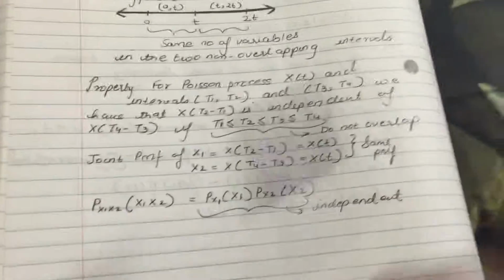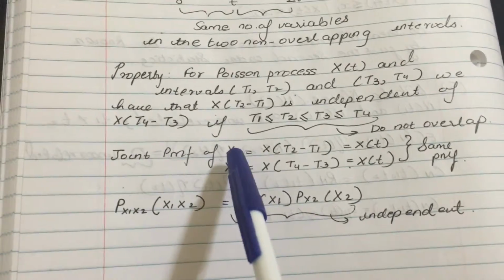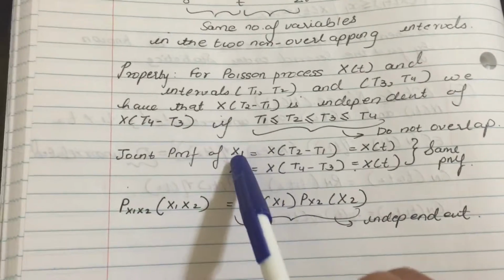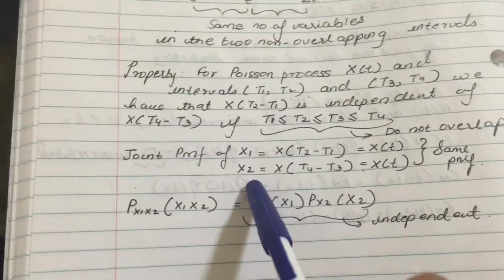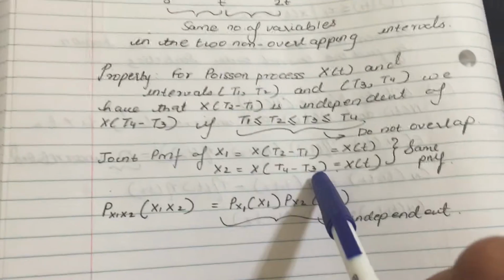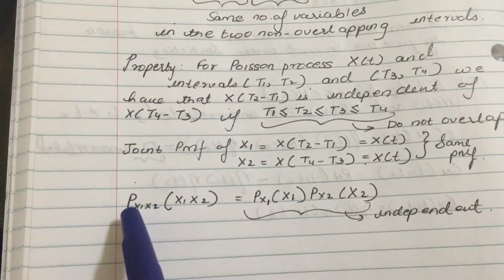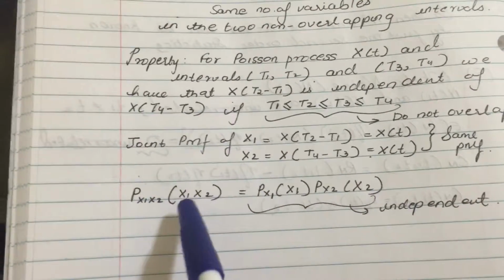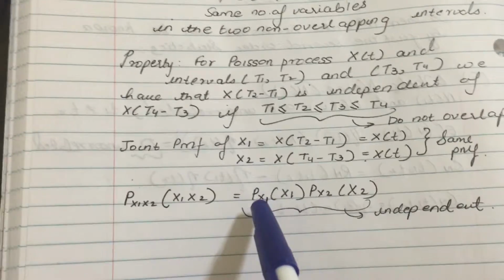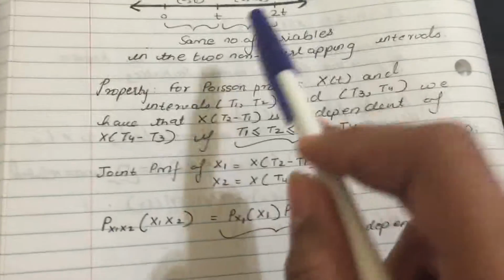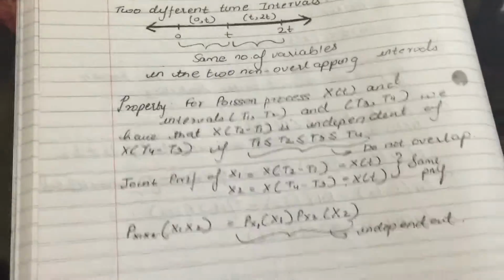So the joint PMF of the first interval, x1, will be X of t2 minus t1, and the second interval will be X of t4 minus t3, and they will have the same PMF in this case. So the joint PMF of x1, x2 will be p of x1 and p of x2, and we're able to split these because they're non-overlapping and therefore they're independent. So that's what the property of an independent increment process is.